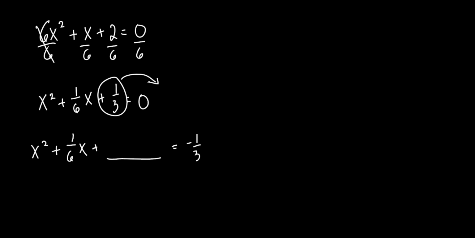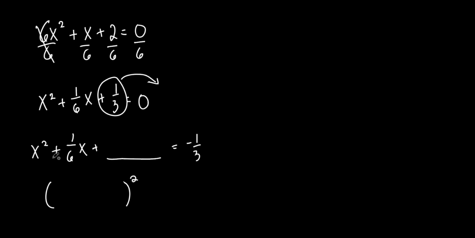Everybody good? All right, so what do I do? See that blank right there? How do I find what makes this into a perfect square? Because here's what I want to do. I want to be able to do this, okay? I want to turn this into this. How do I do it?